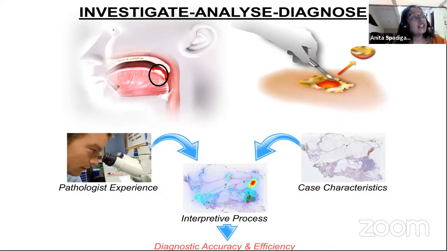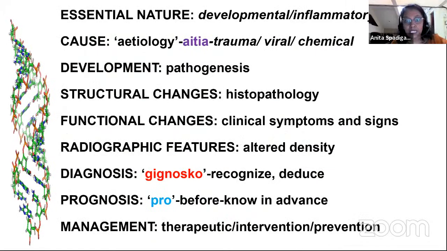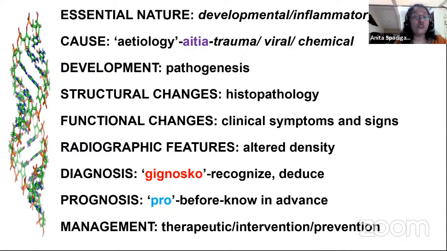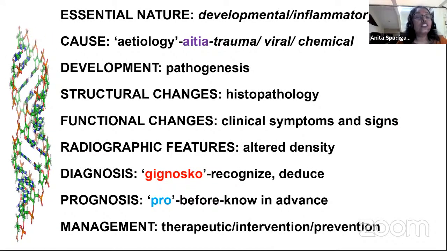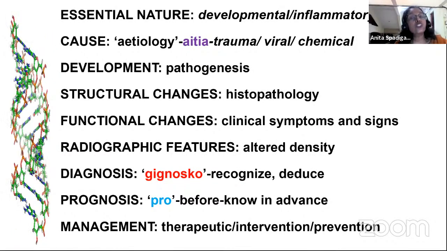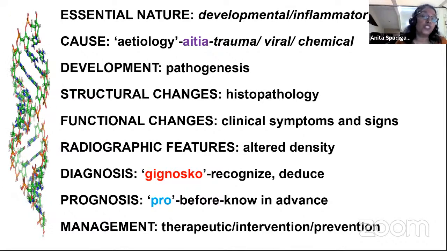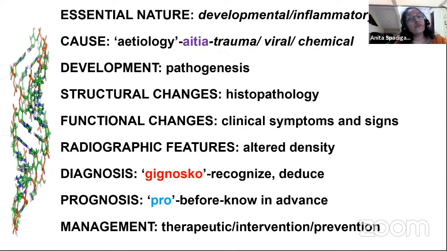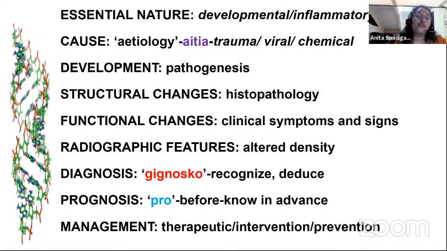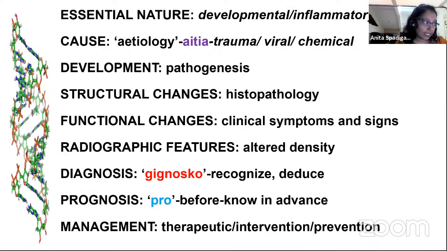So right from the clinical notes to the grossing station to the stained slides on the tray, we need to look for answers to these questions. What are the questions that you would be turning around in your mind as you try to look at the nature of the disease, what it causes, the development, the structural changes we would look at in histopathology, and the clinical signs and symptoms? All of these are regular parameters that we follow when diagnosing a disease.